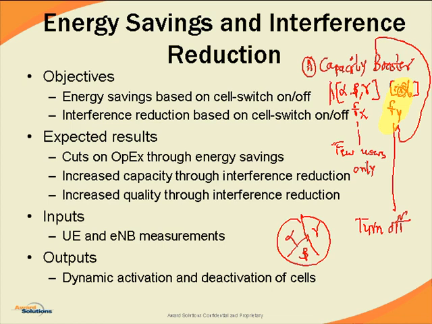Now, it's possible that our neighbors have capacity issues, and they really need us to turn this cell back on, so they can make a request. They say, by the way, you have this dormant cell whose power is turned off. Can you please turn that on so that I can do load balancing? Because I am heavily congested. So that is possible. The standard supports that. So this kind of approach is possible for a capacity booster.